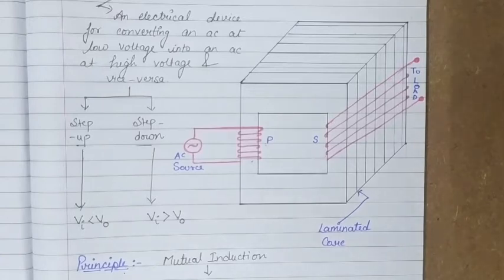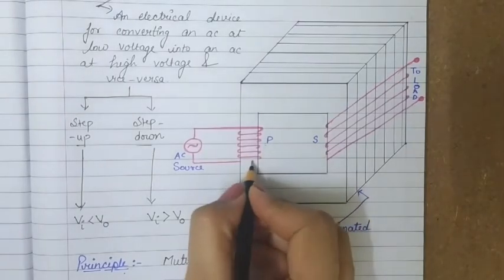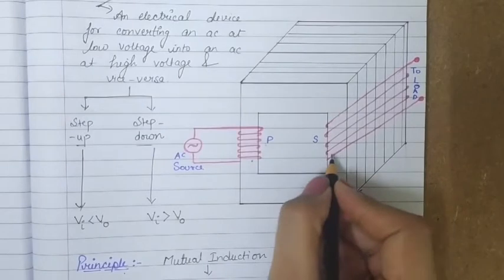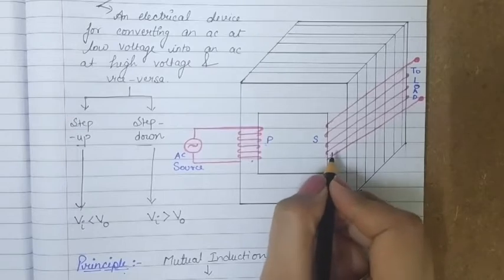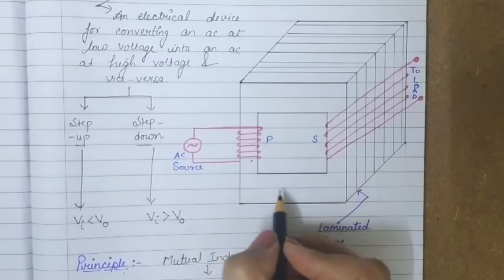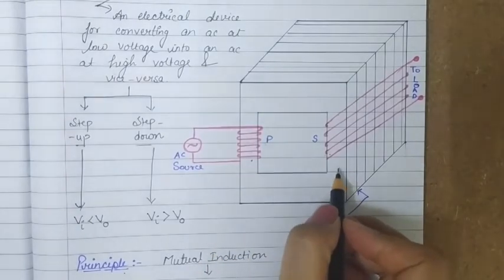lower number of turns. So if number of turns in primary coil is less than the number of turns in secondary coil, secondary में number of turns ज़्यादा है तो output भी हमें ज़्यादा मिलेगा, and in that case this transformer will be a step up transformer.